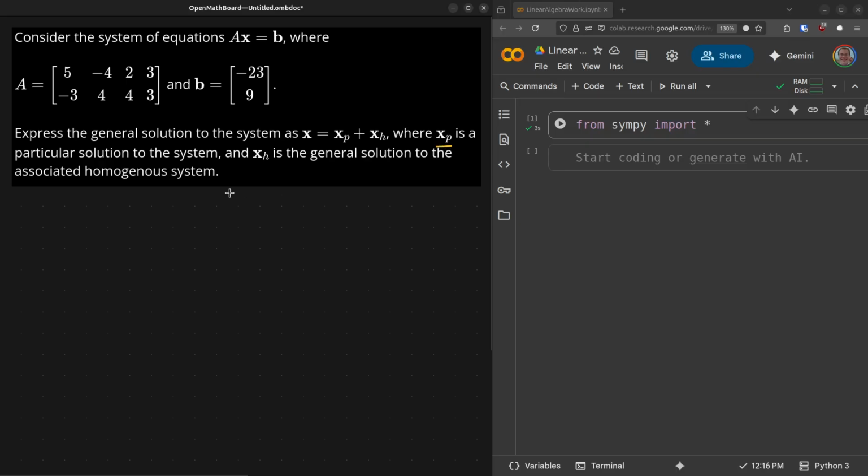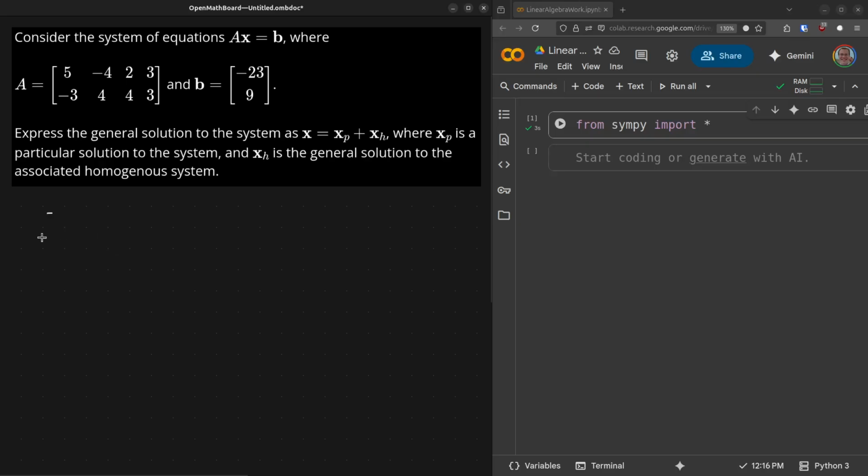So xp is a particular solution to the system. x sub h is the general solution to the associated homogeneous system. Okay. So how do we go about doing this? Well, we could start by solving the equation Ax equals b. So we know to do this, we want to construct the augmented matrix.